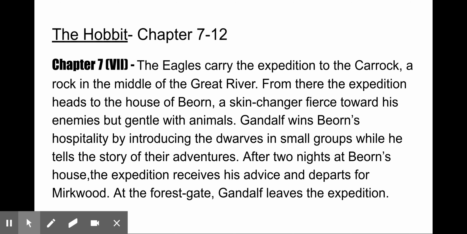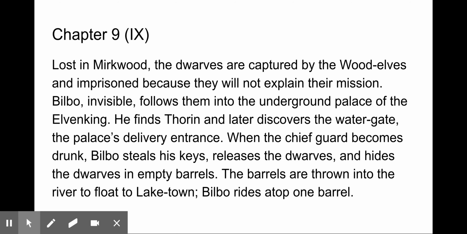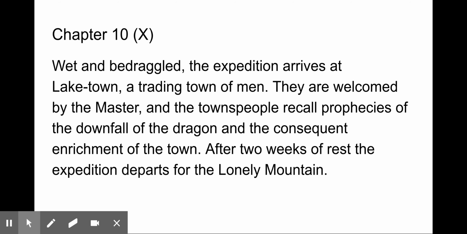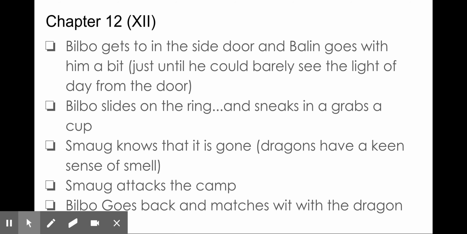So chapter 7, chapter 8, chapter 9, here's 10, 11. For 12, I'm going to kind of go over this. Why? Because we've sped through it. Fourth period will get a little bit. Third and fifth have not. So make sure that you write this stuff down in your composition notebook.